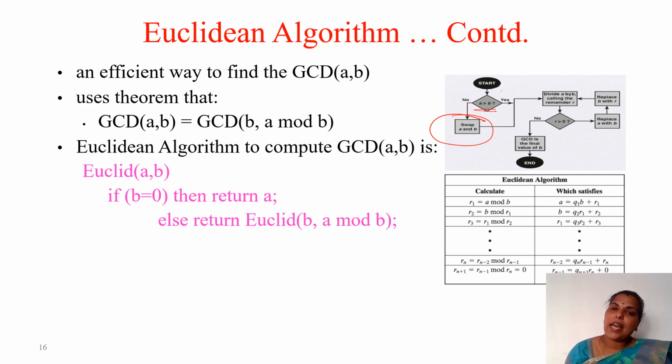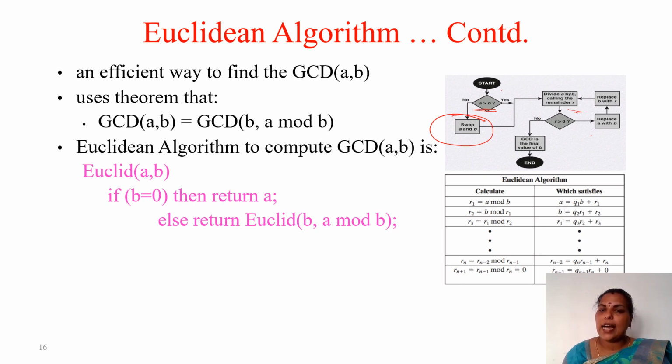So suppose A is greater than B, then we divide A by B, calling the remainder R. Then we check the remainder R. If R is greater than 0, no means this GCD is the final value of B. If yes, we replace A with B, then we replace B with R, and again we perform the division operation. So this is the illustration of the Euclidean algorithm.